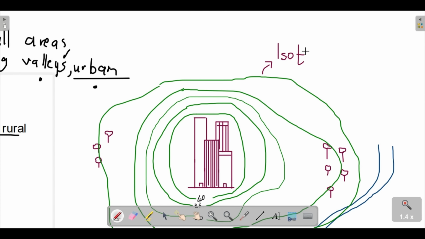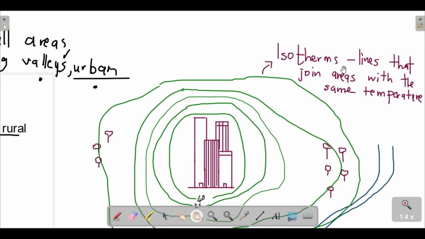Iso means the same, right? Isotherms are lines that join areas of the same temperature. Okay, so that's what we call isotherms. The therm part, of course, should tell you that we are talking about temperature, right?